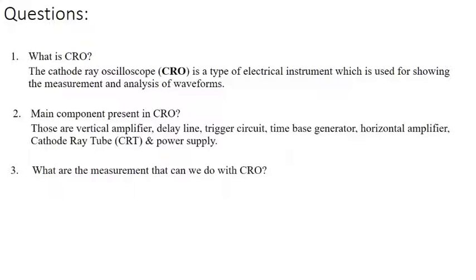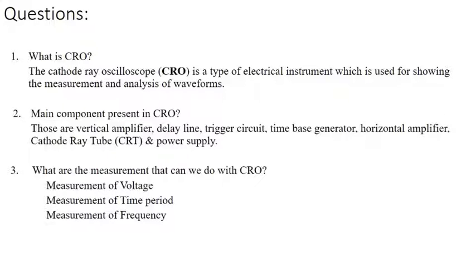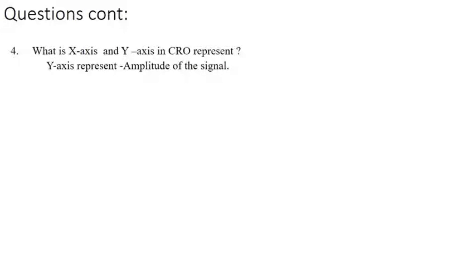What are the measurements that we can do with a CRO? The very basic parameters that we can measure using a CRO are your voltage amplitude, your time period and your frequency. What do the x-axis and y-axis in a CRO represent? The y-axis represents the amplitude of the signal, basically the voltage which we are measuring, and the x-axis represents the time period of the signal, by which we can measure the frequency of the signal.